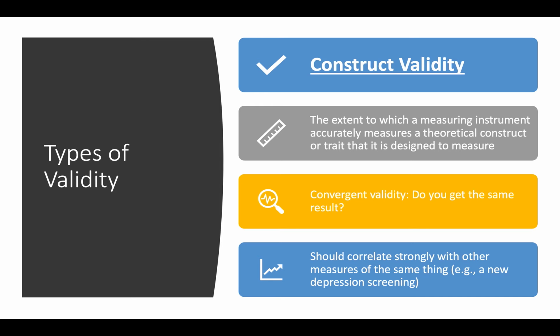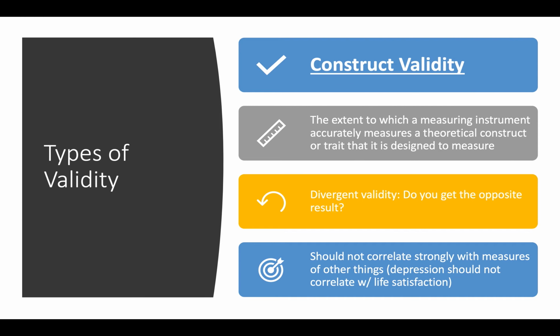So if we developed a new measure of depression, we would hope that it would have strong convergent validity and correlate strongly with the Beck Depression Scale, right? An already established, very reliable and valid form of measuring depression.